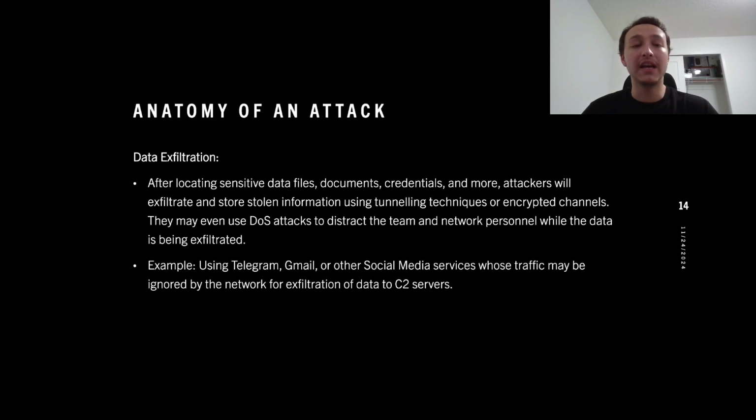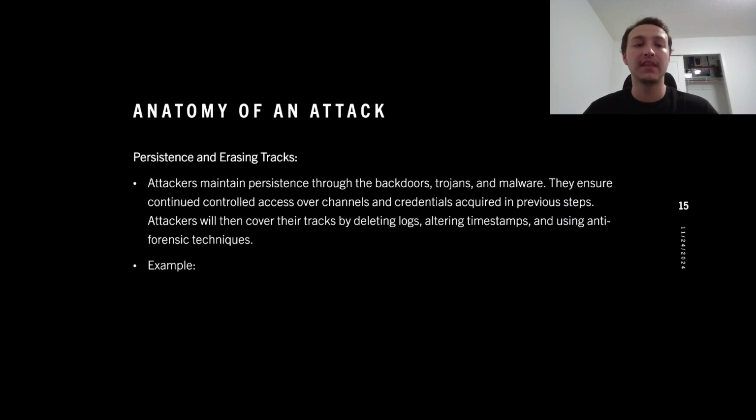And now, one of the last steps, data exfiltration. After locating sensitive data, files, documents, credentials, and more, attackers will exfiltrate and store stolen information using tunneling techniques or encrypted channels. They may even use DoS attacks to distract the team and network personnel while the data is being exfiltrated. One example includes using Telegram, Gmail, or other social media services, whose traffic may be ignored by the network, for the exfiltration of data to the attacker's own C2 servers.